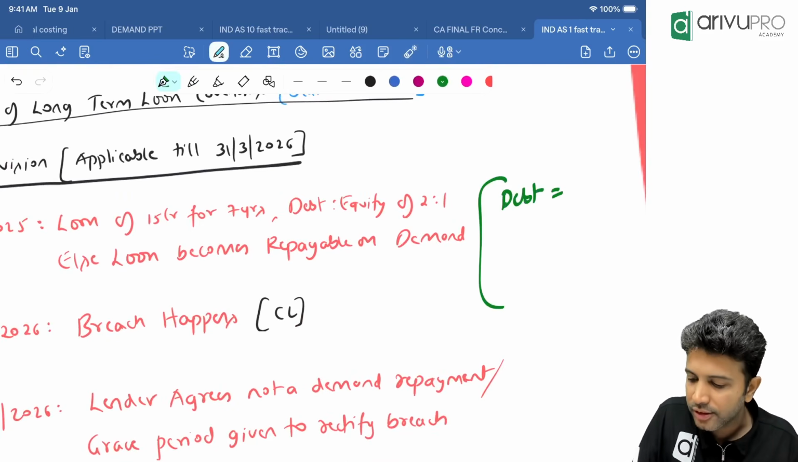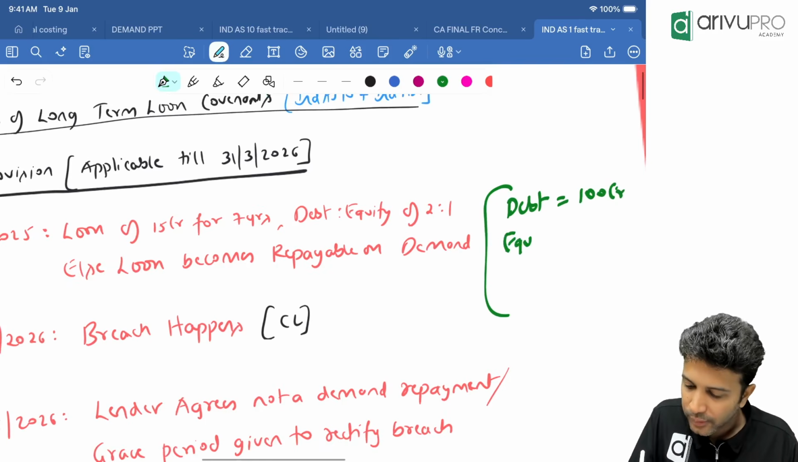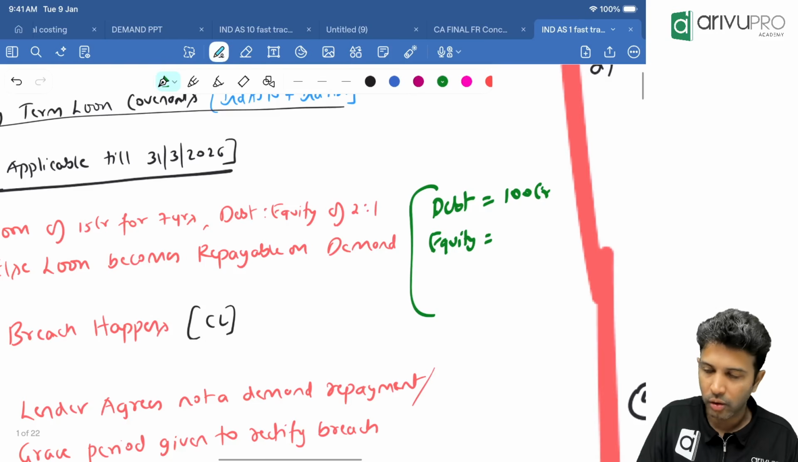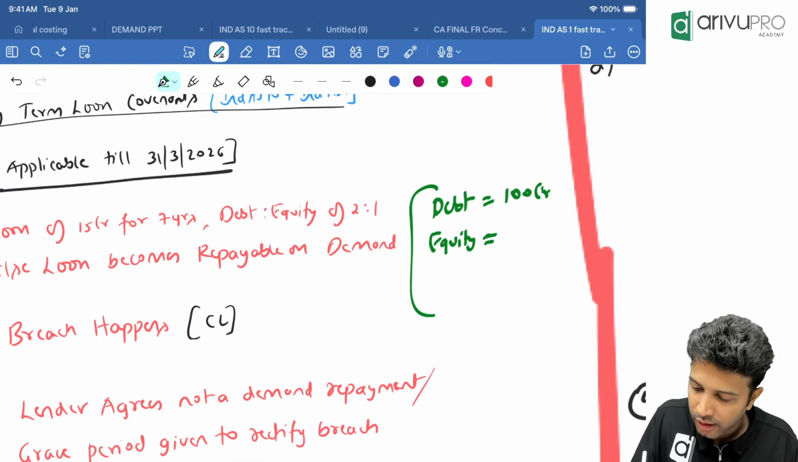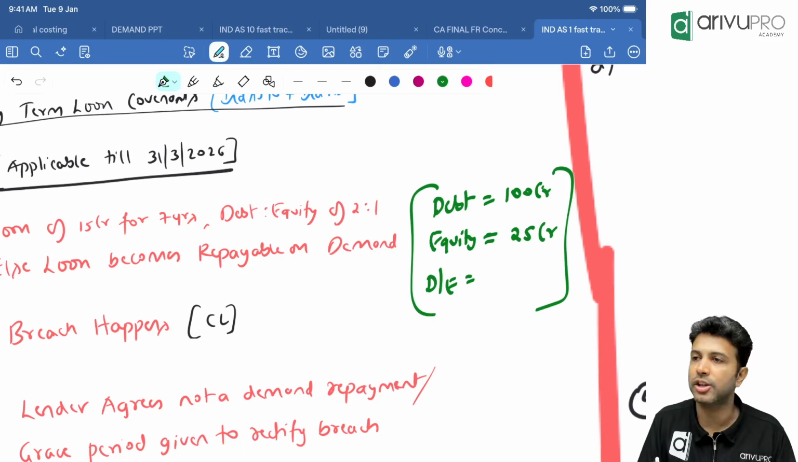Suppose debt has become 100 crore, total debt, right? Equity refers to equity and other equity put together. Let us say it is 25 crore. Equity is 25 crore. Calculate debt equity ratio for me. How do you calculate debt equity ratio?